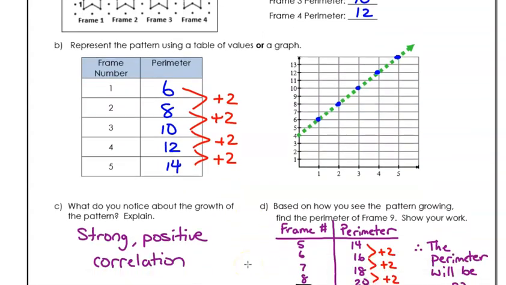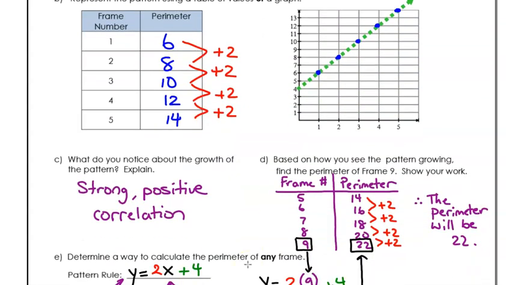Now we can answer some questions now that we kind of have the pattern down. What do you notice about the growth of the pattern? Well, it looks like from the graph a very perfect or strong positive, because it's going upwards, correlation. They could ask me to also predict further frames, which is what is the perimeter of the ninth frame.